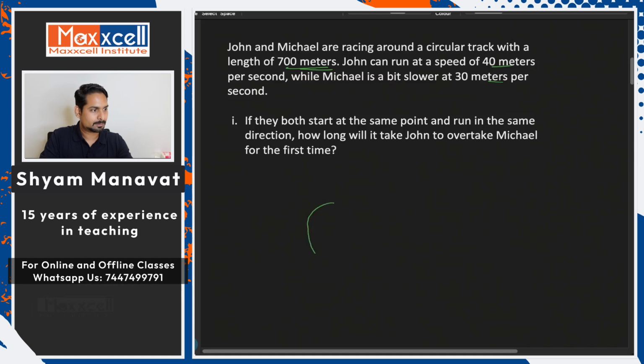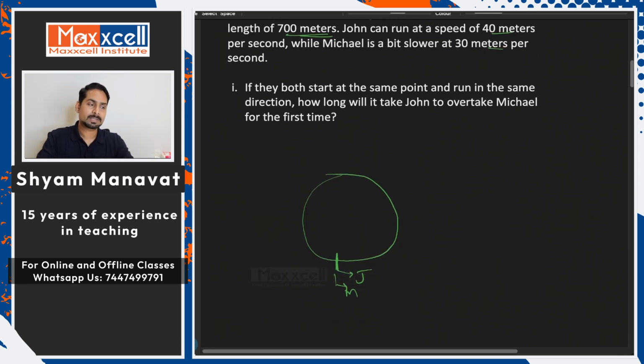Now understand, if it is a circular track and they are starting from a common point, John and Michelle both of them, how can John overtake Michelle? John is going to complete the circle before Michelle. Michelle is slower, so she will still be somewhere on the way on the track, at some position on the track, correct? So how will John overtake Michelle?